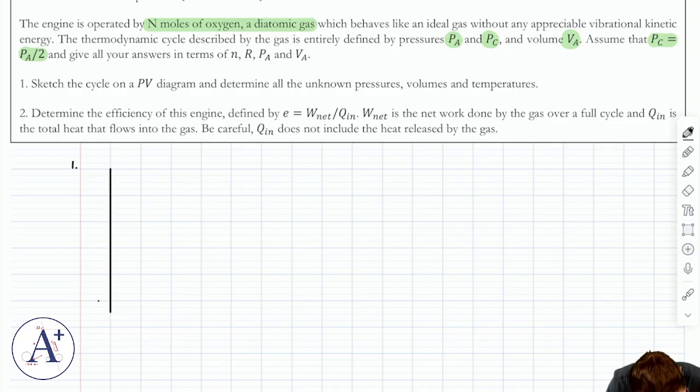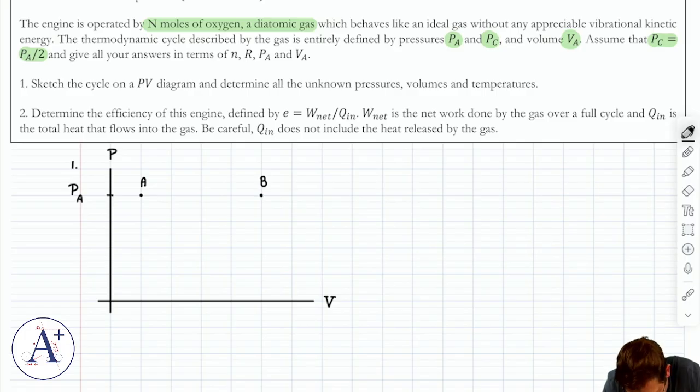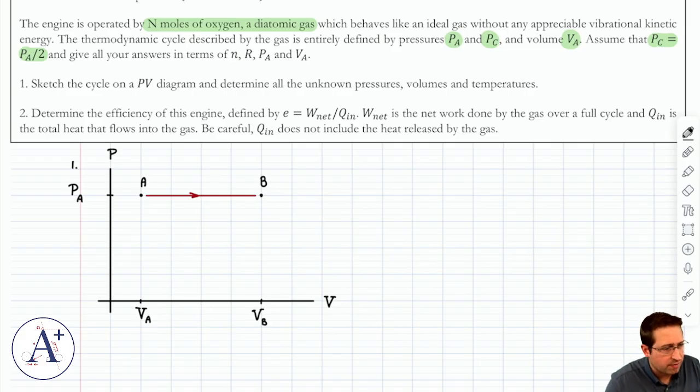All right, so we're going to have a PV diagram like this. I'm going to be starting, let's say, up here with a pressure PA at point A. I know that the gas is going to expand at constant pressure, so the volume will increase at constant pressure like this. We are going to go from VA here to VB. We don't yet know what VB is, but probably we can figure that out.